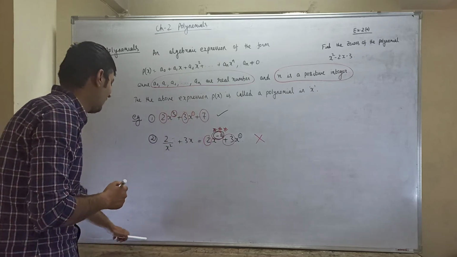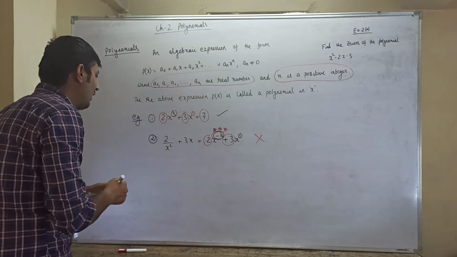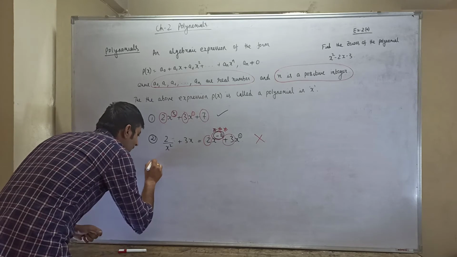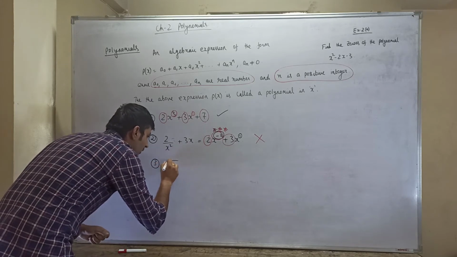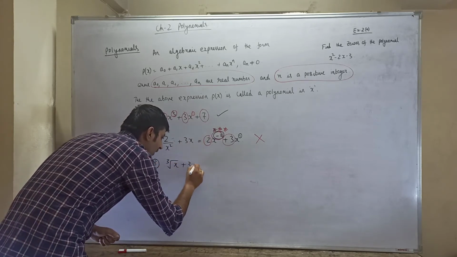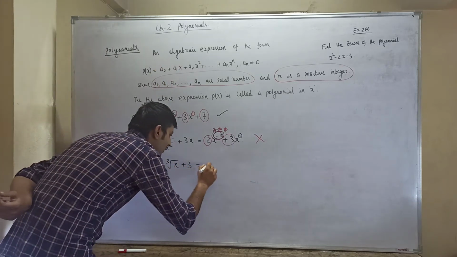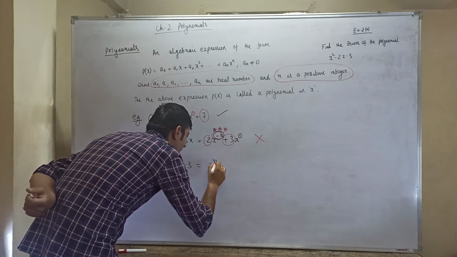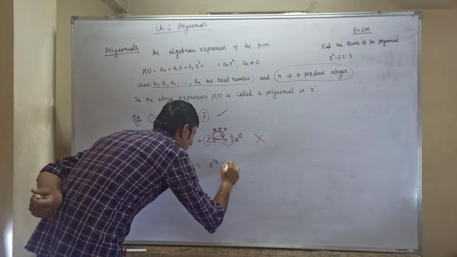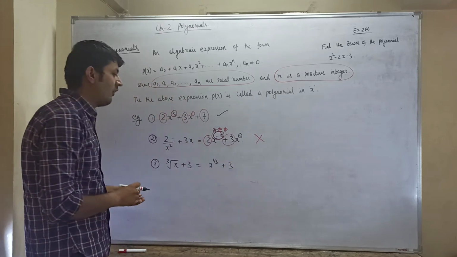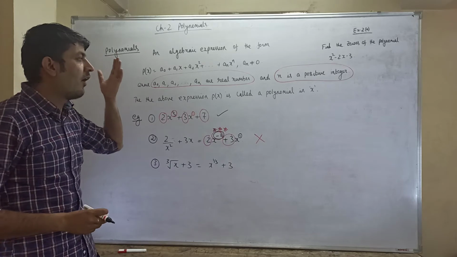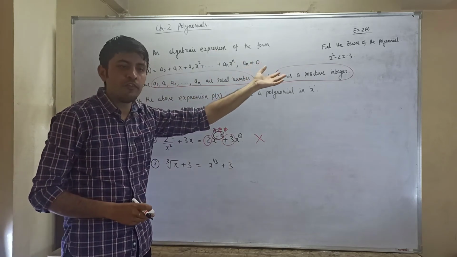Let us go to the next one. Number 3: cube root of x plus 3. Again, you have to write it in the proper format. The cube root of x can be written as x to the power 1 by 3 plus 3. Now again you see the power of x should be a positive integer.